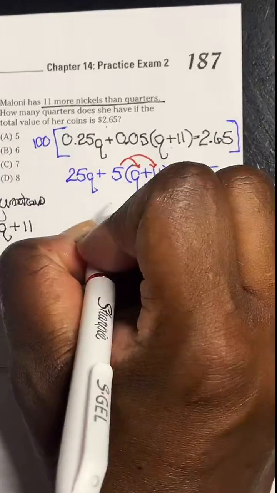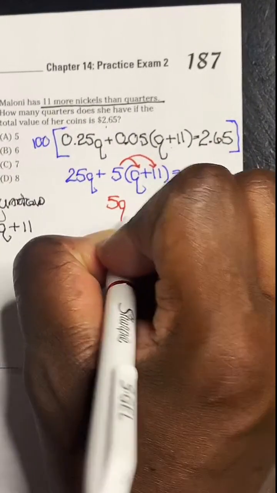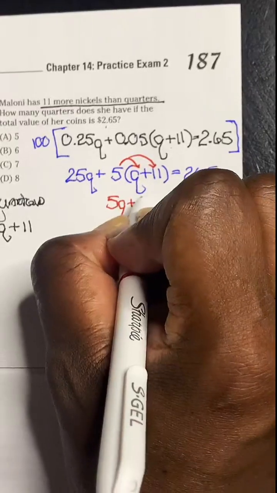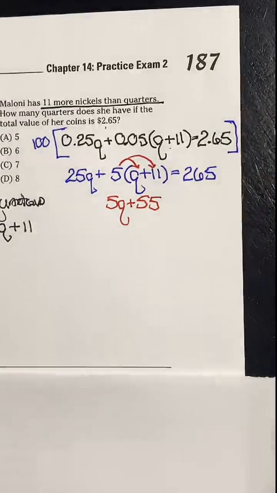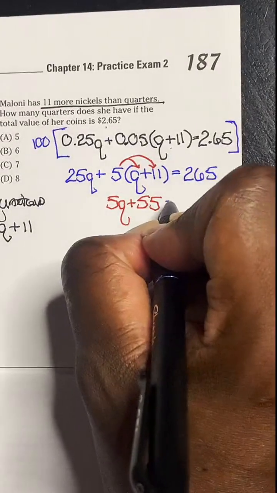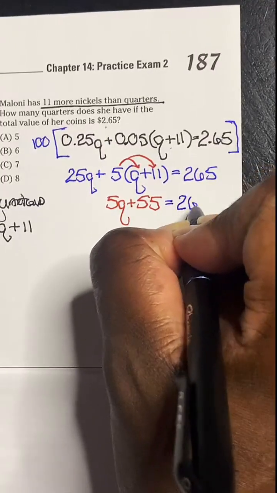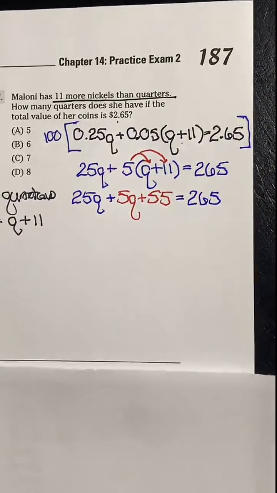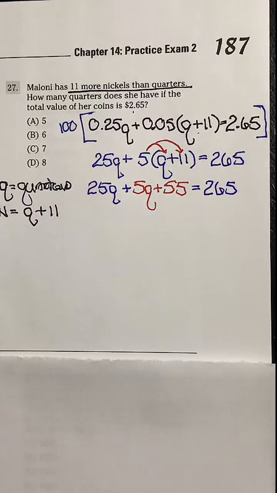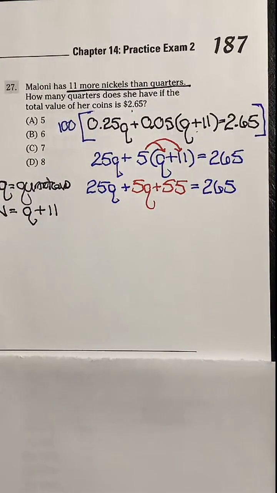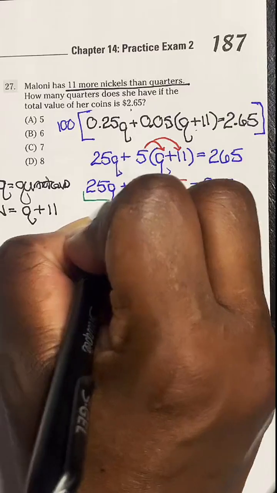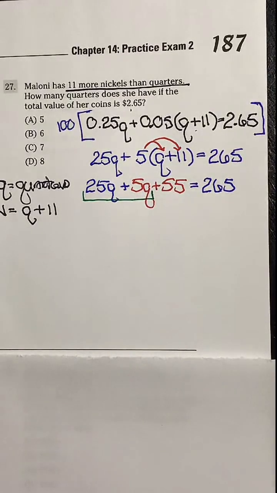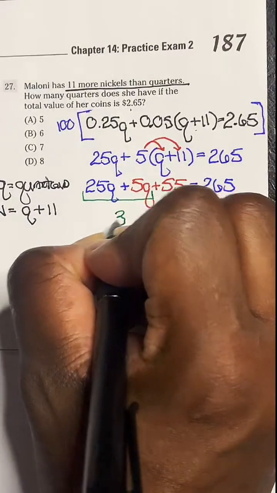Okay? So 5 times Q gives me 5Q. 5 times 11 gives me 55. So now I got my equals 265. I got my 25Q. Okay. So now we have our 2 Q's on the same side of the equal sign. They can be combined. So when I combine them, I'm going to have 30Q.